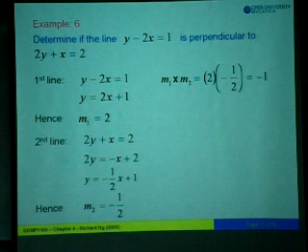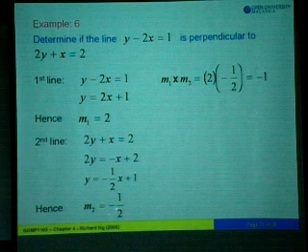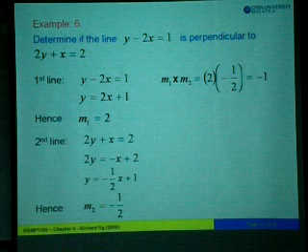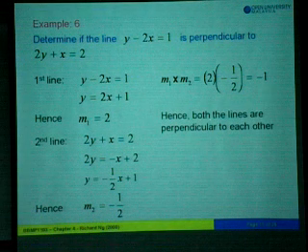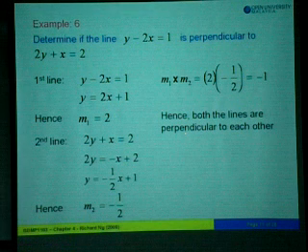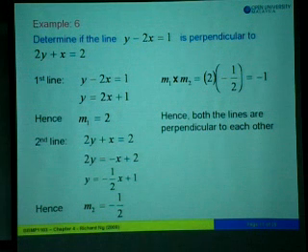So since m1, which is 2, times m2, which is -1/2, the answer is equal to -1, then we can say both the lines are perpendicular to each other. Okay?